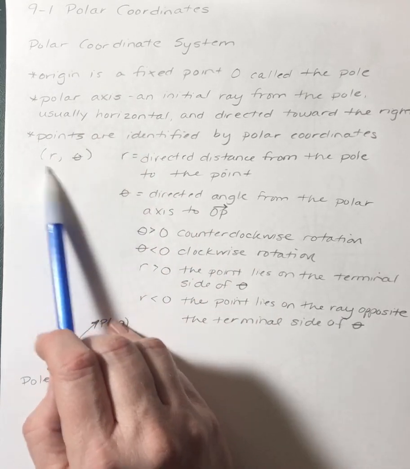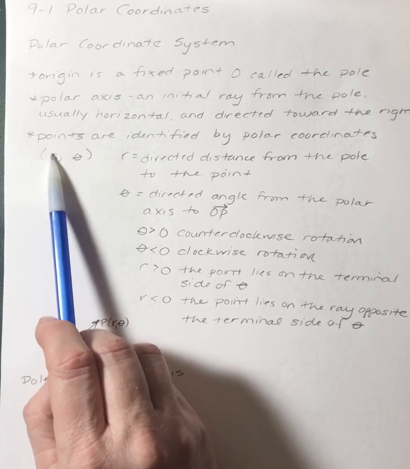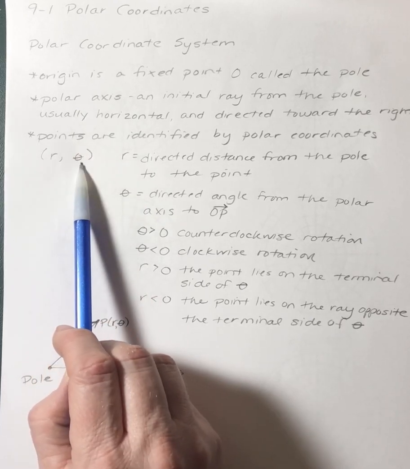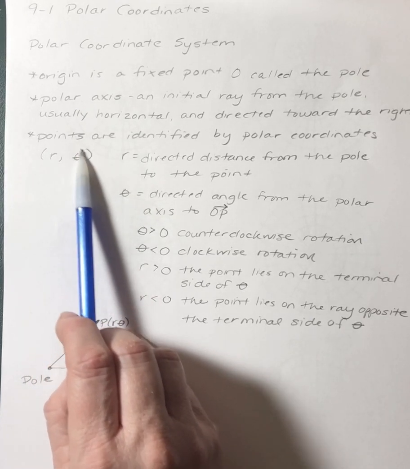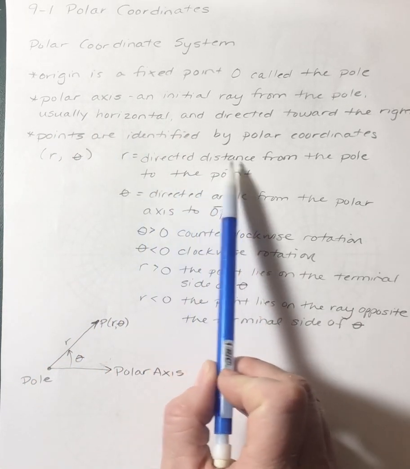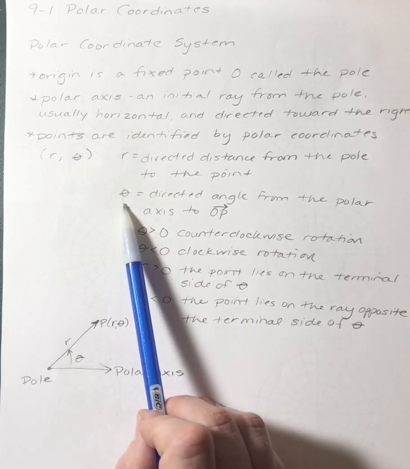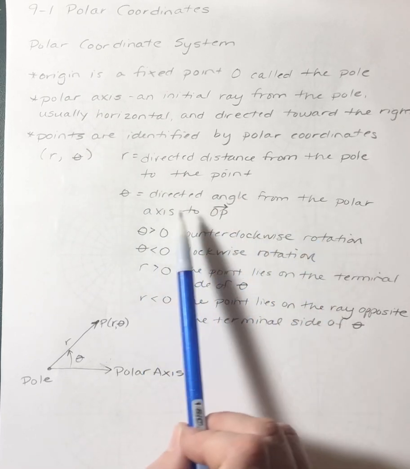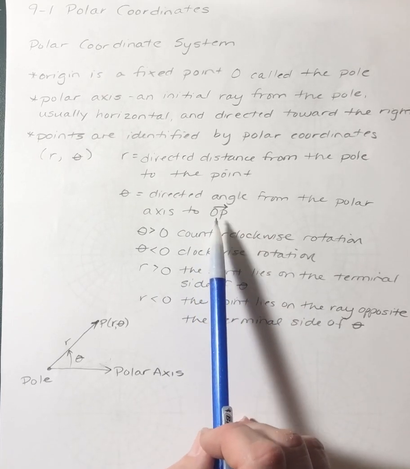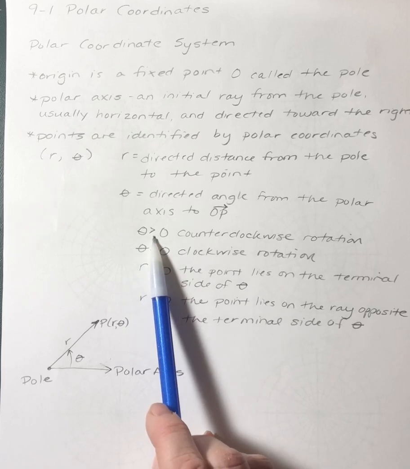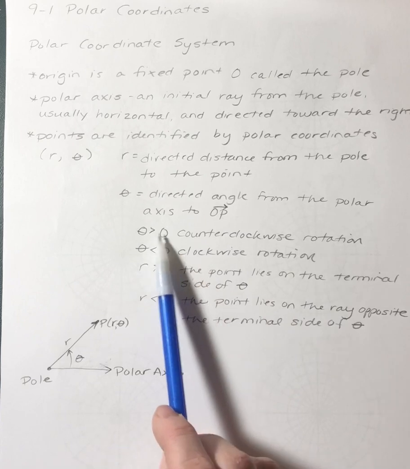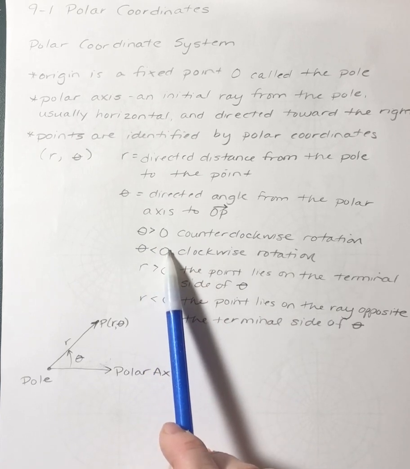Points look like an ordered pair, but the first one is your r. This is the distance from the pole to the point, and then theta, the argument, is your angle from the horizontal. So r is the directed distance from the pole to the point. Theta is the directed angle from the polar axis to the actual ray. If theta is positive, we go counterclockwise, or if it's negative, we go clockwise, same as we did with plain old angles.